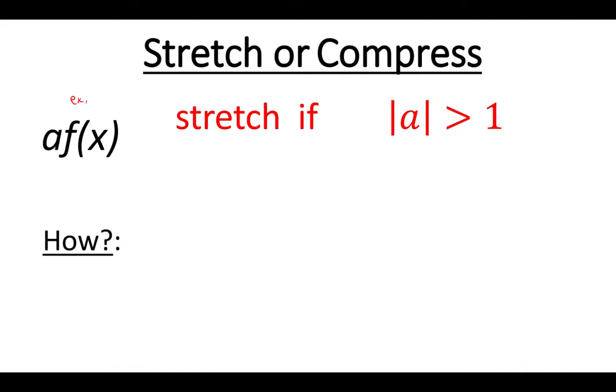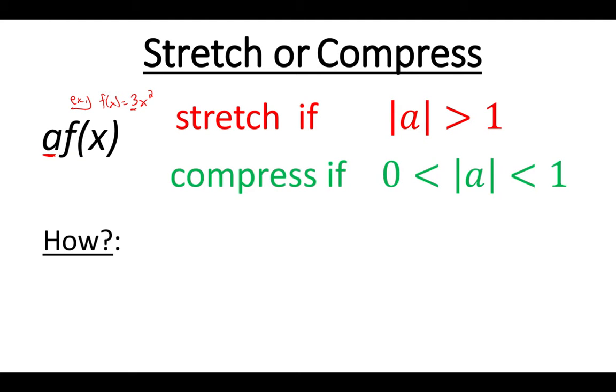So our first example would be, let's say we have this function f of x is 3x squared. Okay. And the number in front here is what we're going to refer to as the a. So this is a times f of x. If the absolute value of that number is greater than 1, which is the case in this example, we're going to stretch the function, meaning making it longer. And if that is a number between 0 and 1, the absolute value of it, so let's say like 1/2 or 0.3, something like that, then we're going to compress it. So that would be the example, f of x equals, say, 1/2 x squared.